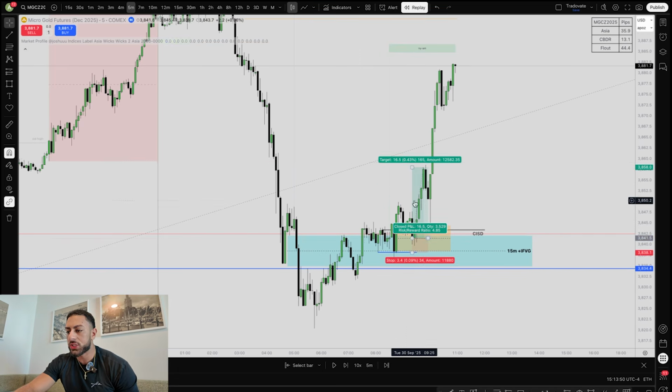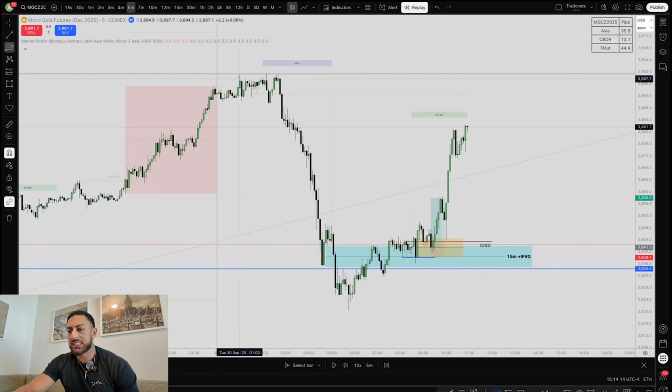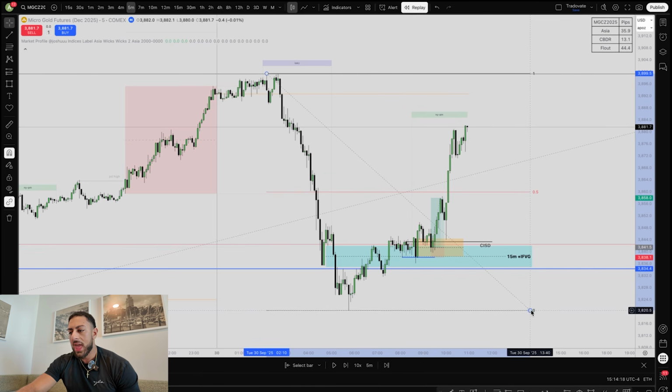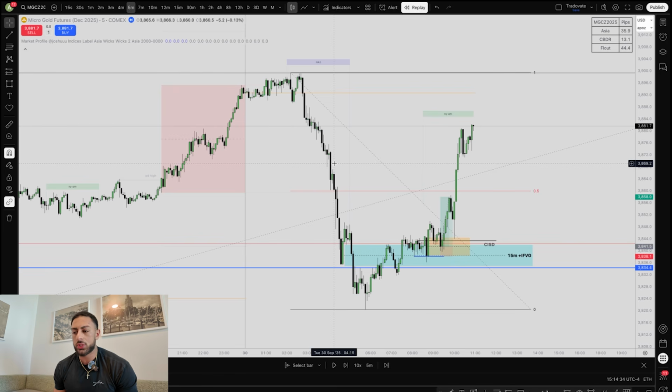Now, how was I able to determine this as my exit point? I simply took my fib from this high down to this low, and I measured out the 50% of the range. Anytime you enter into a trade, the safest exit point is always going to be at the 50% of the dealing range that we are currently trading within.